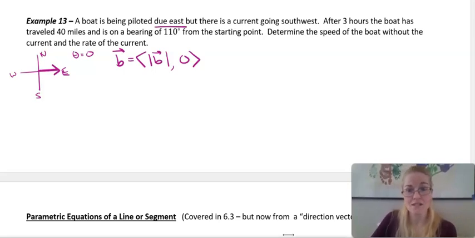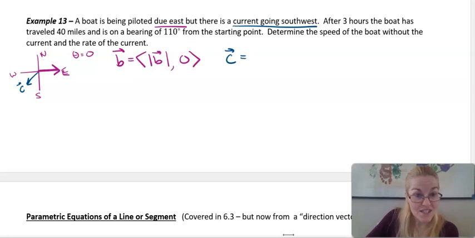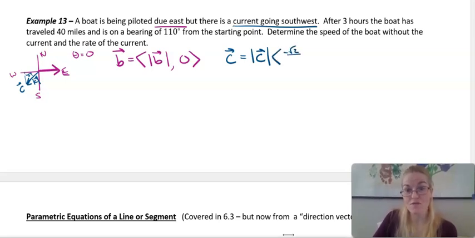But there is a current, water, going southwest. So southwest would be a 45-degree angle here. So if we let that be my current C. Now again, I don't know how fast my current is going, but I do know if this is 45 degrees here, then whatever my magnitude is, I'm negative root 2 and negative root 2. So my C, it's the magnitude, however fast it's going, times the components of negative the square root of 2 over 2, comma negative the square root of 2 over 2.